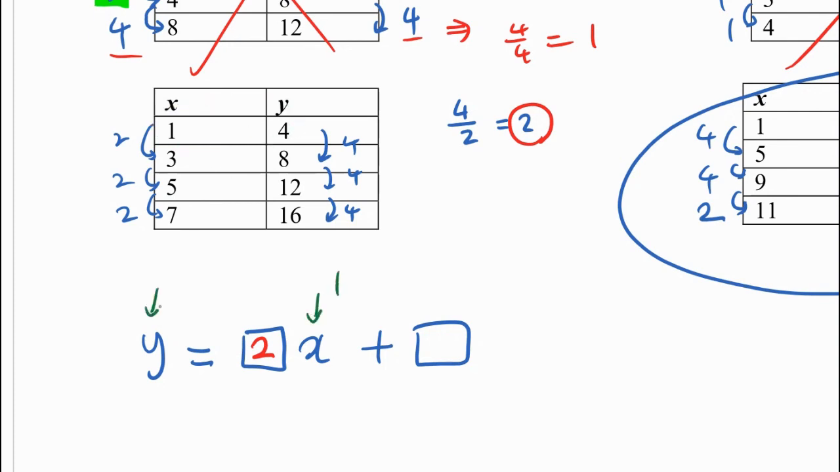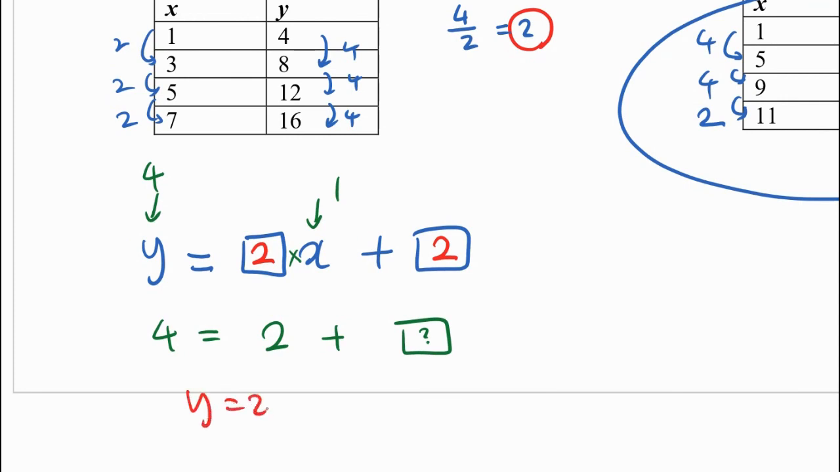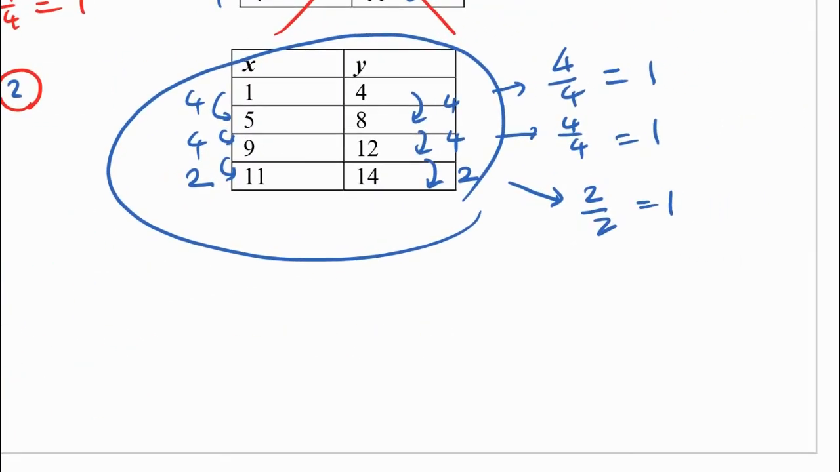1 and 4. Then we get 4 equals 2 times 1. The times is hiding here. 2 times 1 is 2, plus something. What do we write here? That is 2. So the answer is y equals 2x plus 2. Okay? And what about this one?